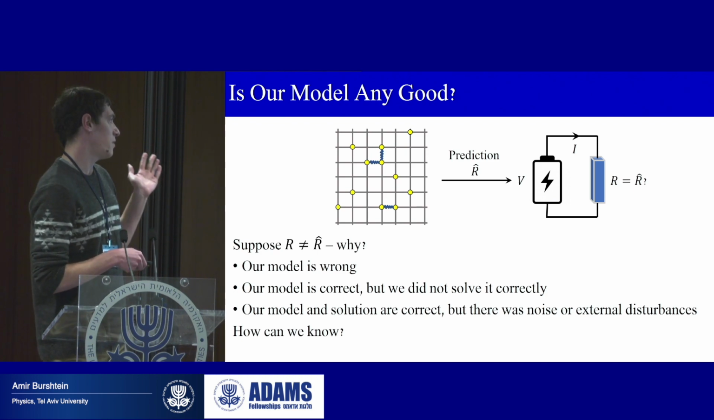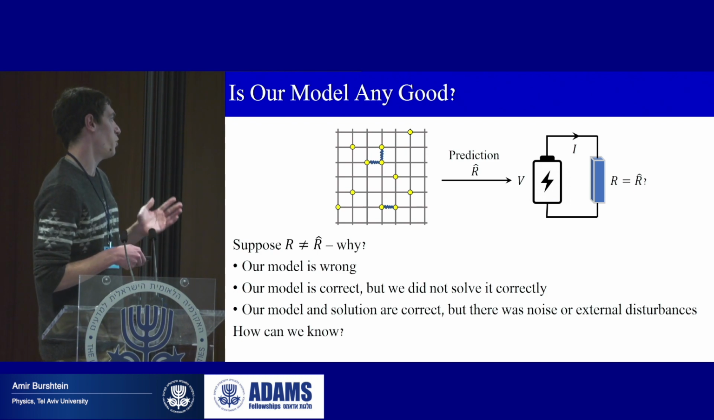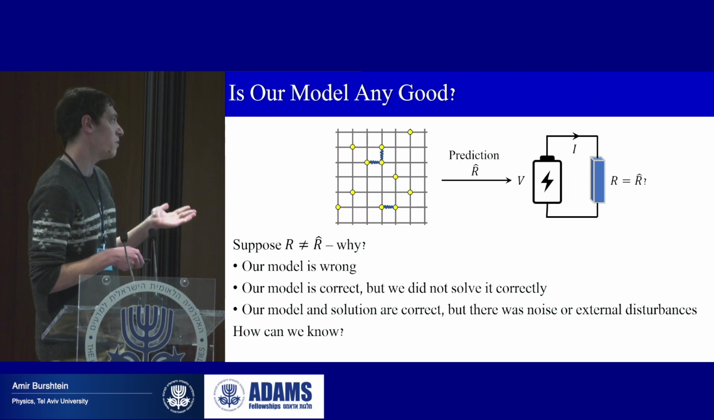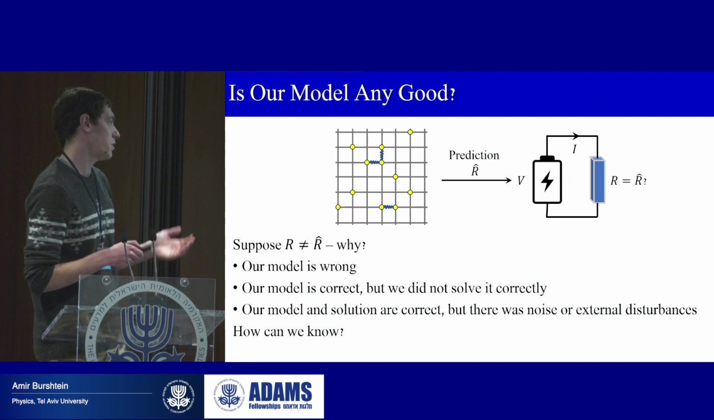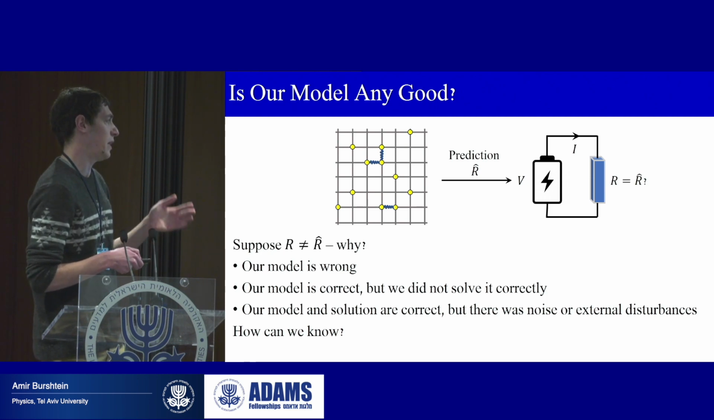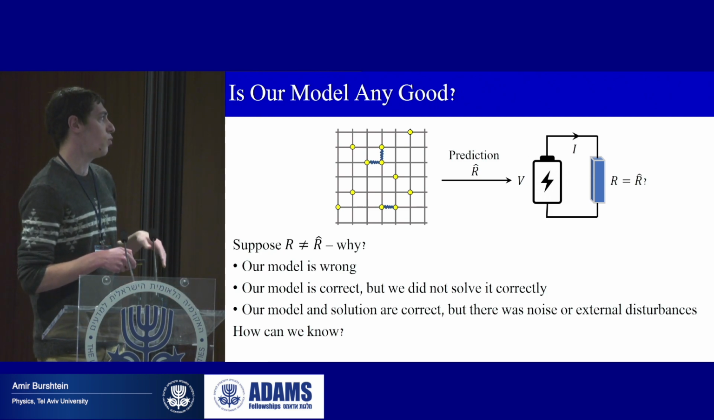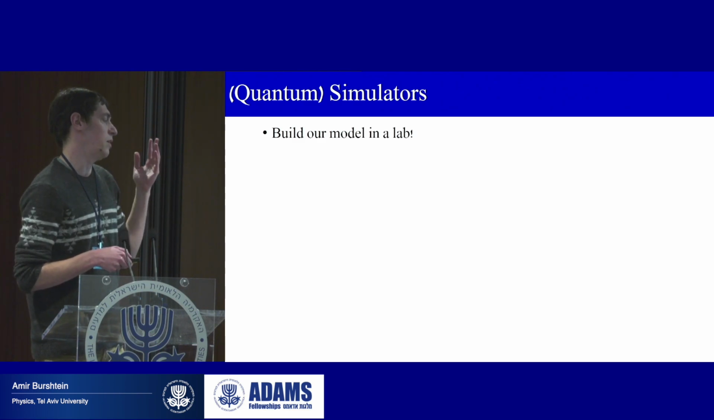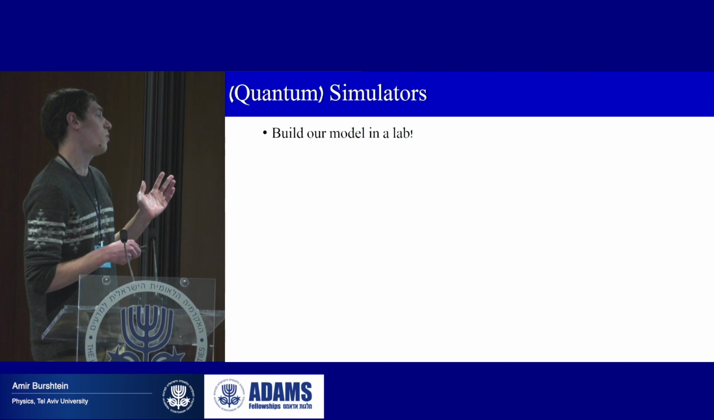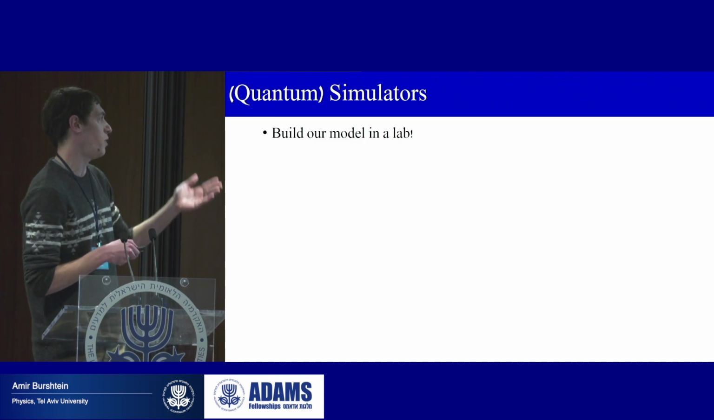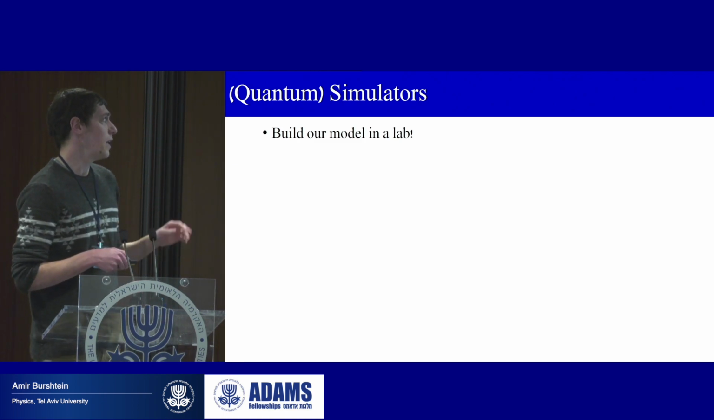And the key point is that if this happened, if our prediction is not the measurement, we cannot know which of these possibilities happened. It is really impossible to know what led to this discrepancy. So what people started doing in the past 15 to 20 years is build what are called simulators, or specifically quantum simulators when it relates to quantum systems. And the idea is very simple.